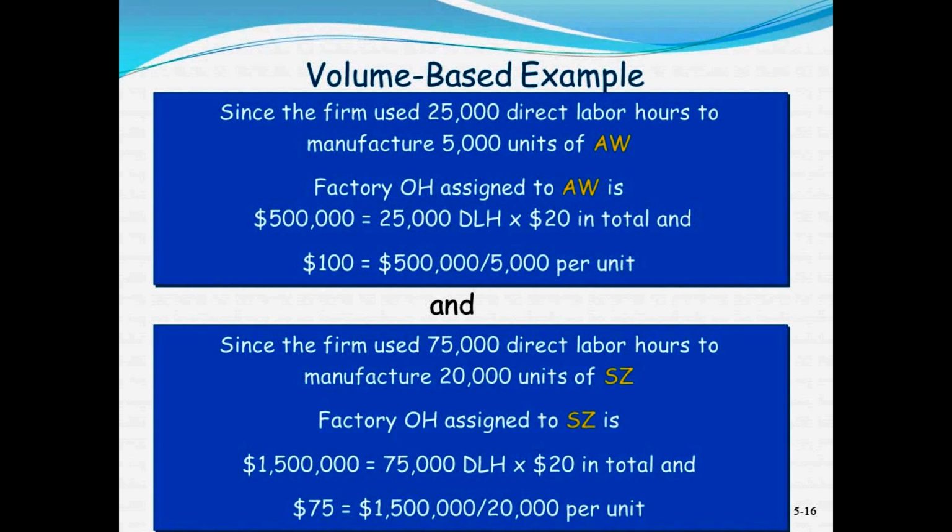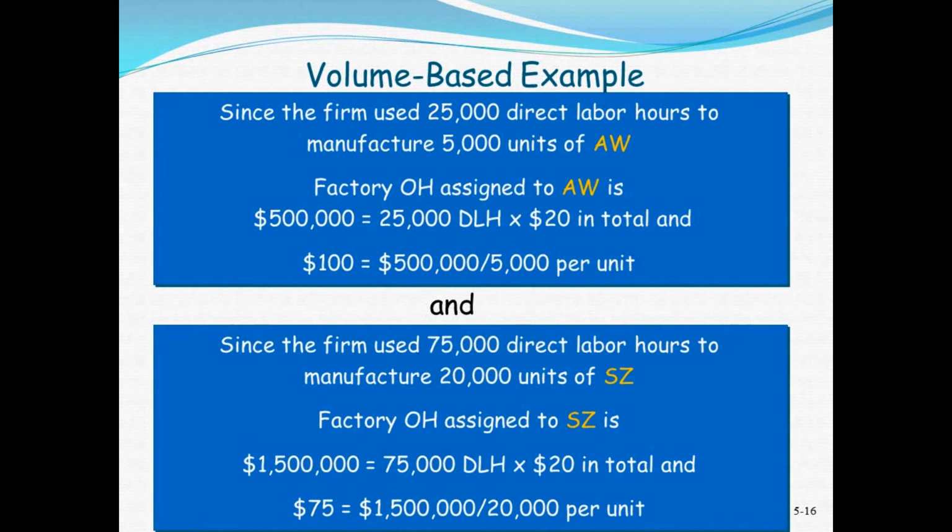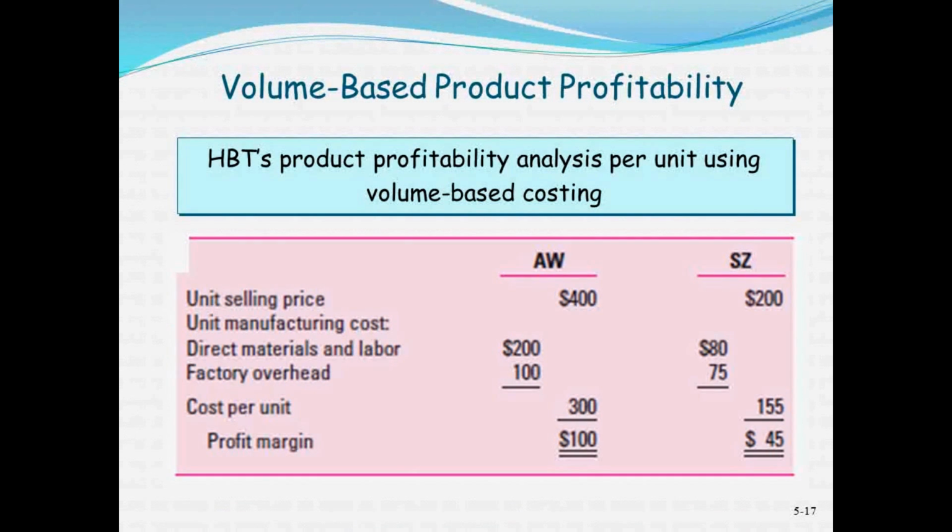Unfortunately, their lower-end product used 75,000 direct labor hours to make 20,000 units. Going through the same math, they'd be allocated $75 per unit. So $100 per unit for AW and $75 per unit for SZ. And you can then look at the profitability of each product.